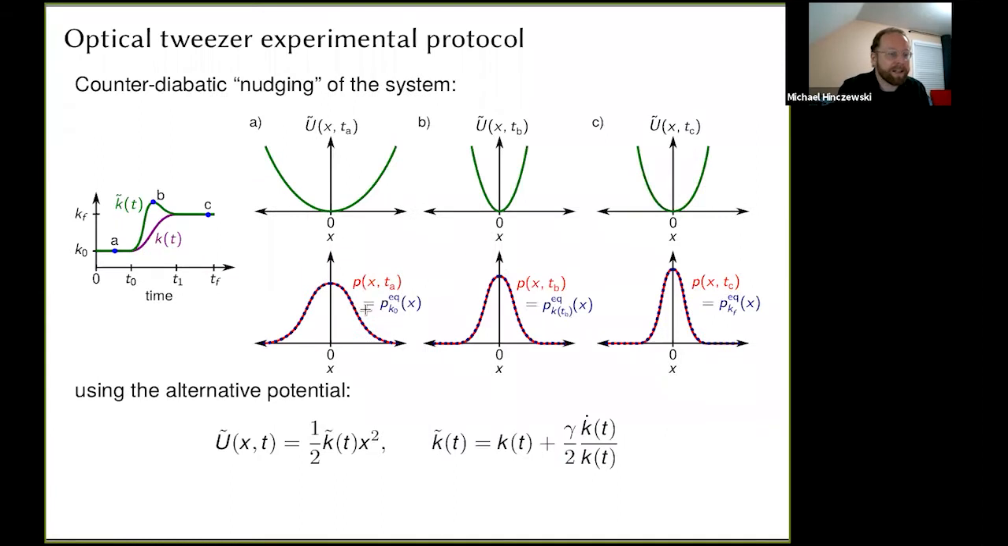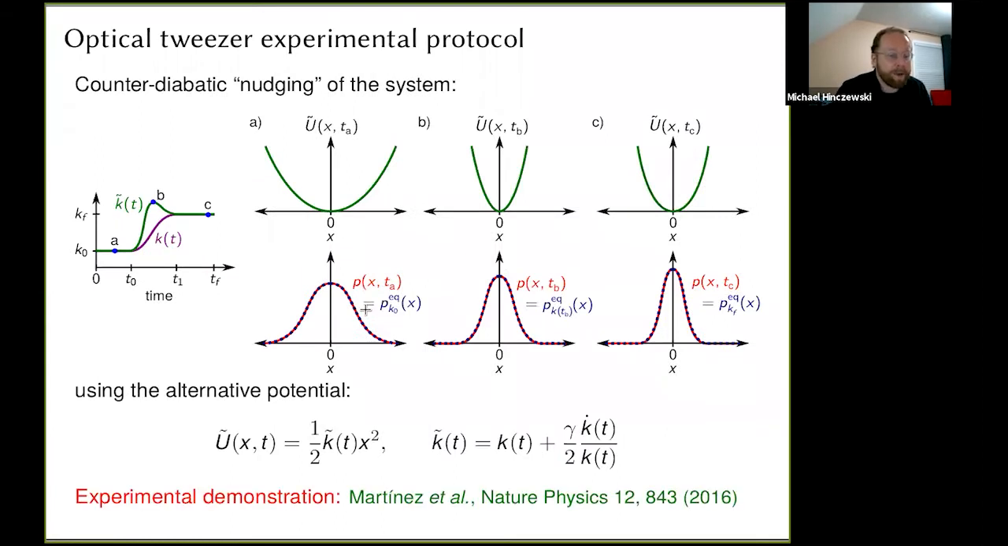And this was what was done by the group of Martinez et al. This was a Nature Physics paper from a few years ago. And you can easily calculate what kind of potential you need to add in order to guarantee that you will remain at the instantaneous equilibrium of your original protocol. And it just turns out that it's a small perturbation to your spring constant, shown here on the right. And with that perturbation, you can guarantee that you're always in instantaneous equilibrium.